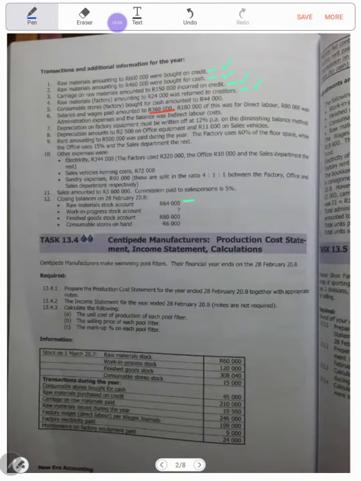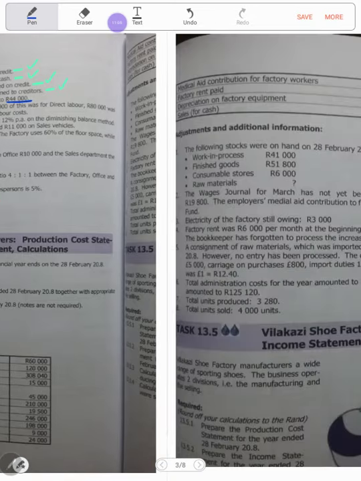We also purchased consumable stores during the year worth 44,000 Rand. And please note that you had 6,000 consumable stores on hand, meaning 6,000 Rand of your consumable stores was not used, and therefore it needs to be taken out of the calculation because that becomes an asset. And remember, factory overheads are factory expenses.